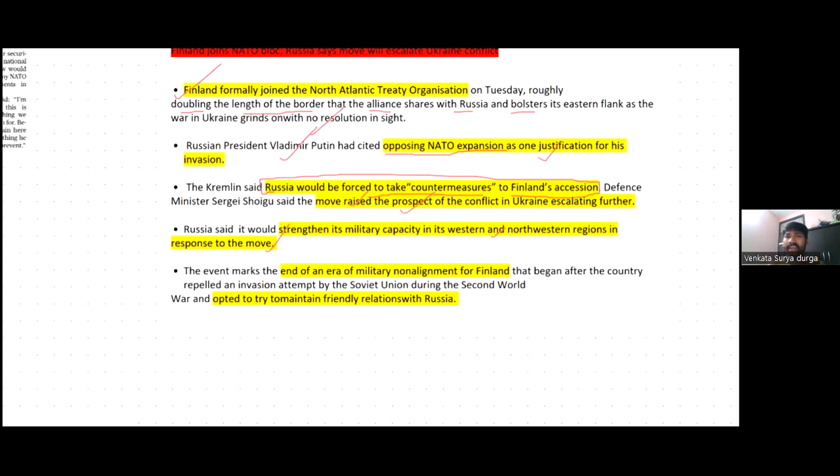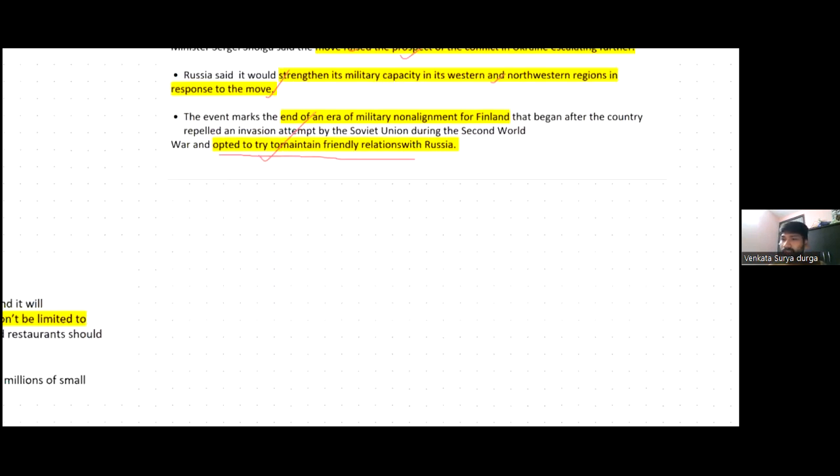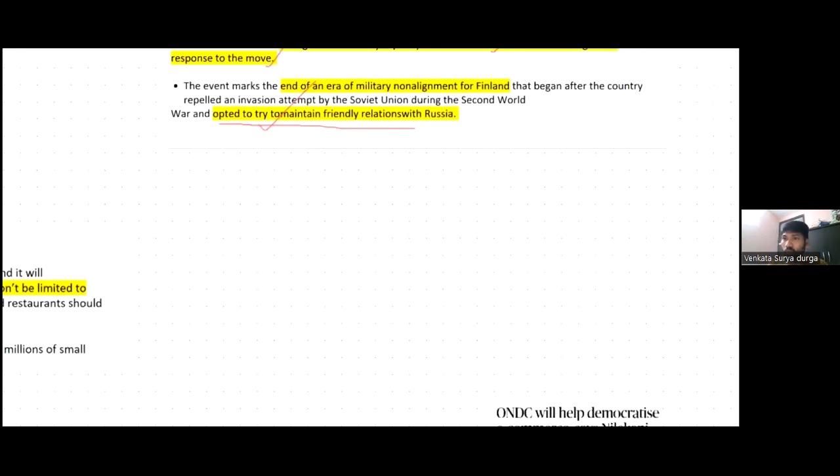So the event marks the end of an era of military non-alignment of Finland. As we have discussed earlier, Finland followed the policy of non-alignment. Now it has abandoned this policy and joined the NATO grouping, because earlier Finland opted to maintain friendly relations with Russia. In this backdrop, there may be a question on which of the following countries recently joined the NATO grouping, or any questions on the NATO grouping. Okay, so this is all about Finland joining NATO.